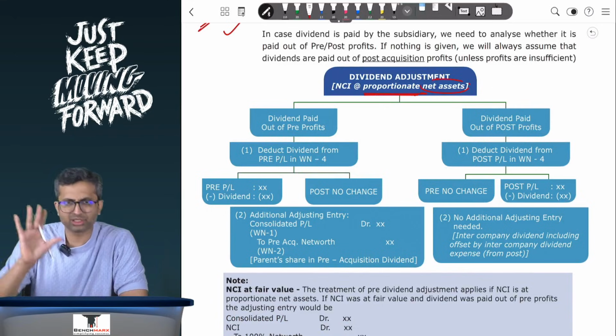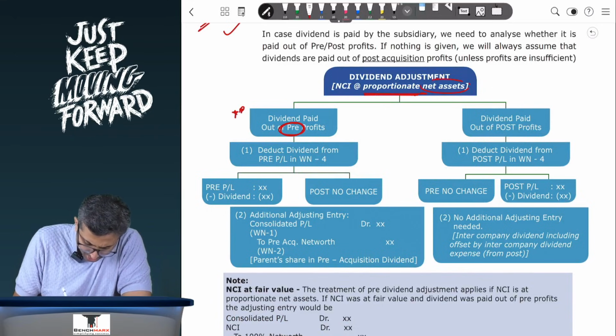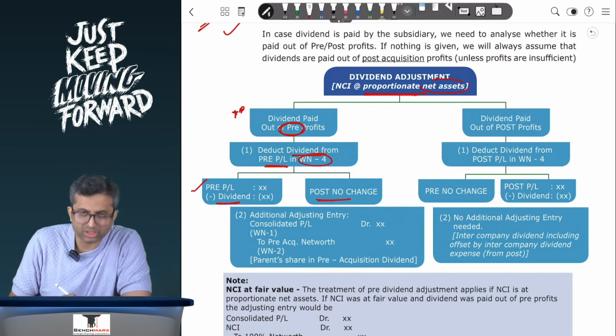If it is the fair value method, it is slightly different. If the dividend is paid out of pre-profits, this is where it gets a little problematic. Deduct dividend from the pre-section. In working note 4, this is not a problem. Pre-section minus dividend, in the post-section there is no change.